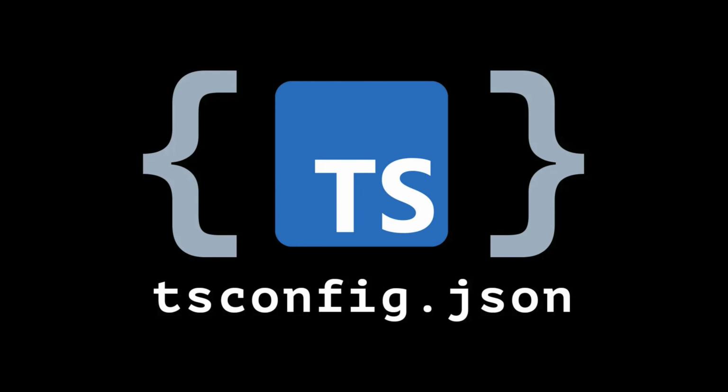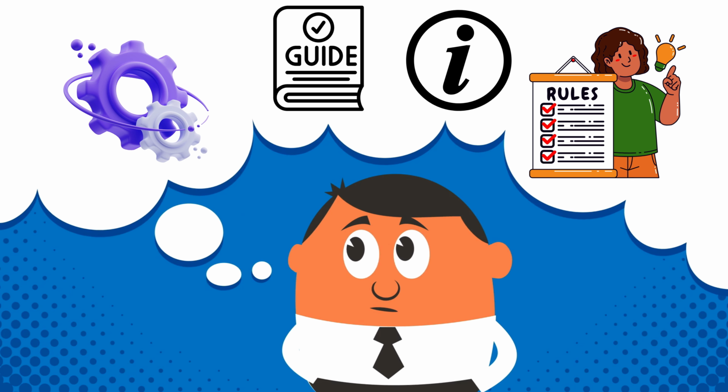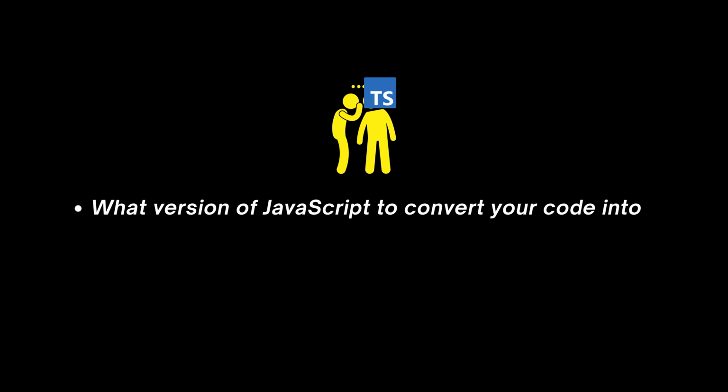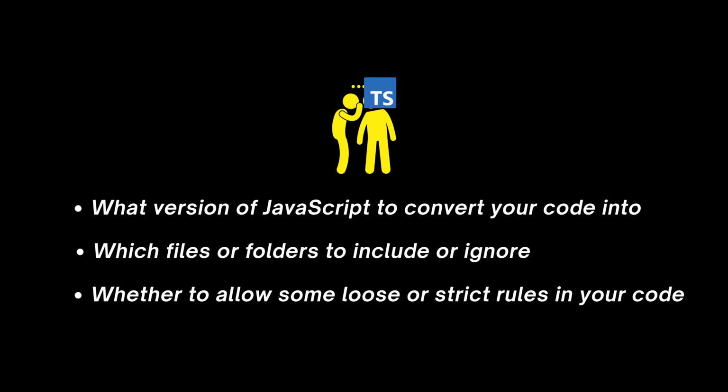Now let's talk about something called tsconfig. When you start working on a bigger TypeScript project, you'll often see a file named tsconfig.json. This file is super important. It tells TypeScript how to work in your project. Think of it like a settings file or instructions list. For example, it tells TypeScript what version of JavaScript to convert your code into, which files or folders to include or ignore, whether to allow some loose or strict rules in your code.